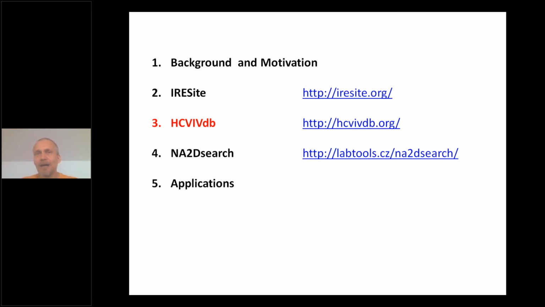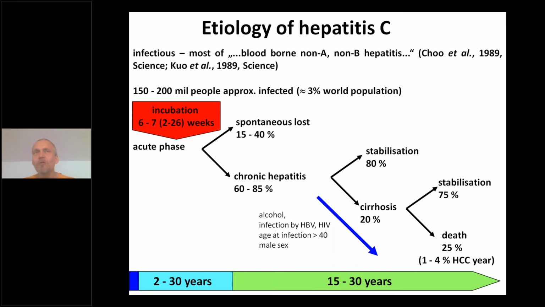And you probably know what hepatitis C means. Hepatitis C was discovered in the late 80s as a blood-borne non-A, non-B hepatitis, and you should know that there is some acute phase, but it's a really important disease because most infections go to chronic disease, and in many of these cases, after years, hepatic cirrhosis can develop, which can lead to hepatocellular carcinoma, and in many cases to death.